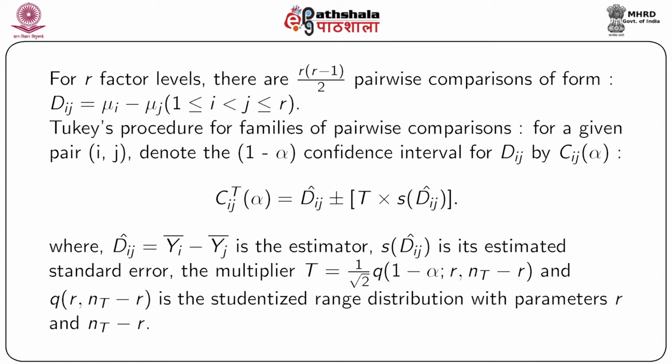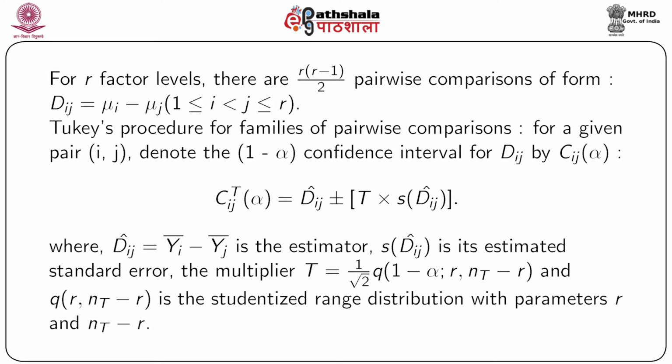Tukey's procedure for families of pairwise comparison. So for a given pair i and j, the 1 minus alpha confidence interval for d_ij is denoted by C_ij prime, and within bracket we write alpha. So C_ij prime (alpha) equals d_ij hat plus minus t times s of d_ij hat, where s represents the standard error. So here d_ij hat equals y_i bar minus y_j bar.